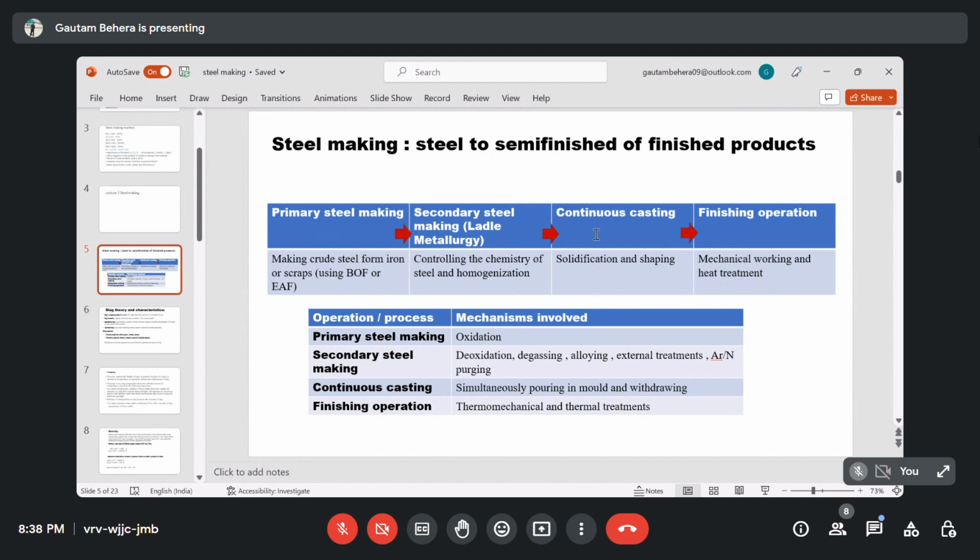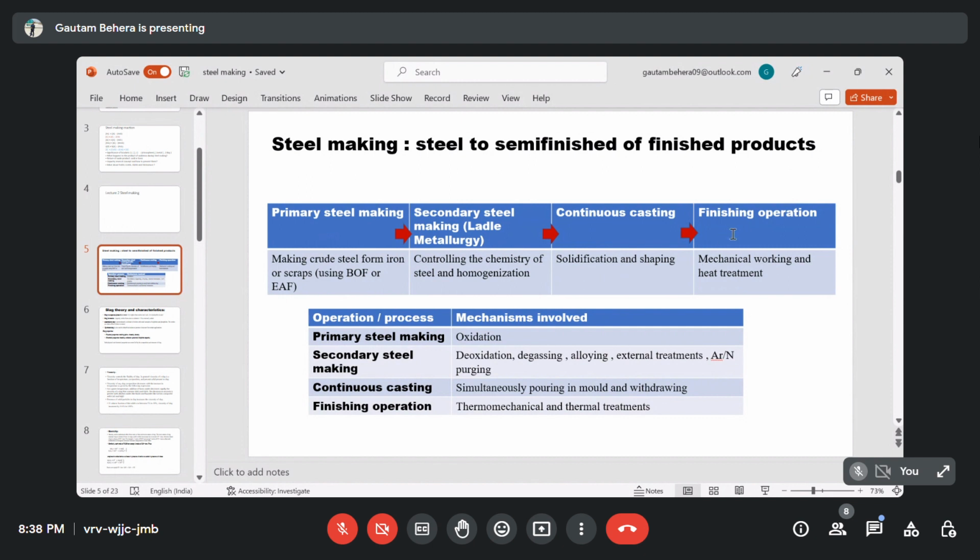Then next is continuous casting. So once the desired quality of steel is formed, we can cast it. Cast means we can solidify it to give a desirable shape. Basically, bloom, billet, slabs. These are produced mostly during this continuous casting. So that's why it is solidification and shaping.